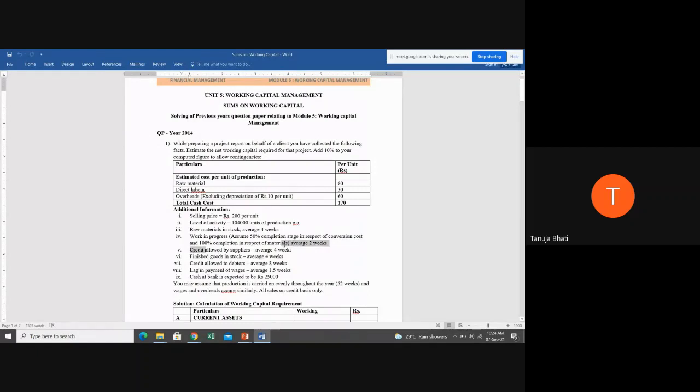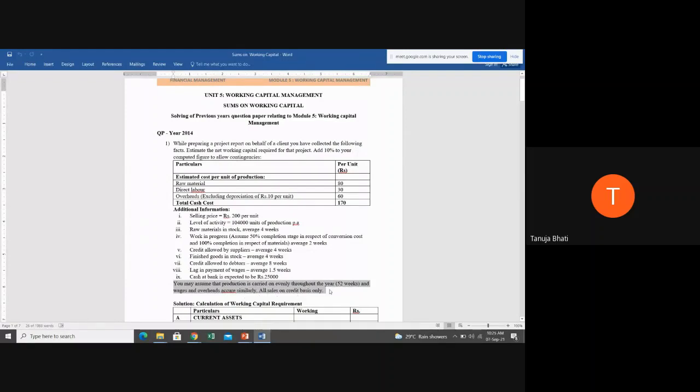Next, credit allowed by suppliers is 4 weeks. Finished goods in stock is for 4 weeks. Credit allowed to debtors is for 8 weeks. Lag in payment of wages is 1.5 weeks. Cash at bank is expected to be 25,000. You may assume that production is carried on evenly throughout the year. That is, 52 weeks are given, and wages and overheads accrue similarly. All sales are on credit basis only.